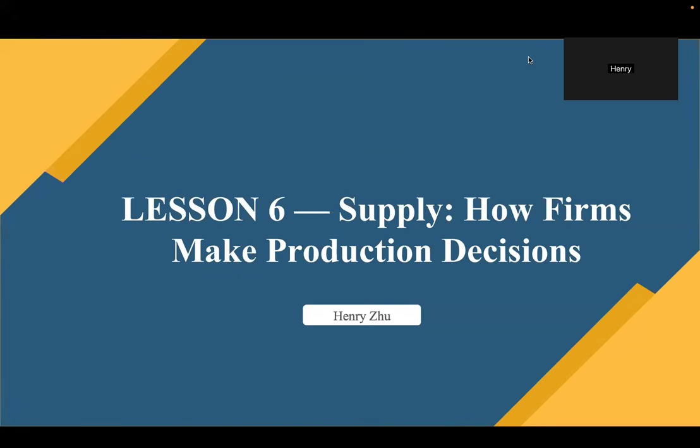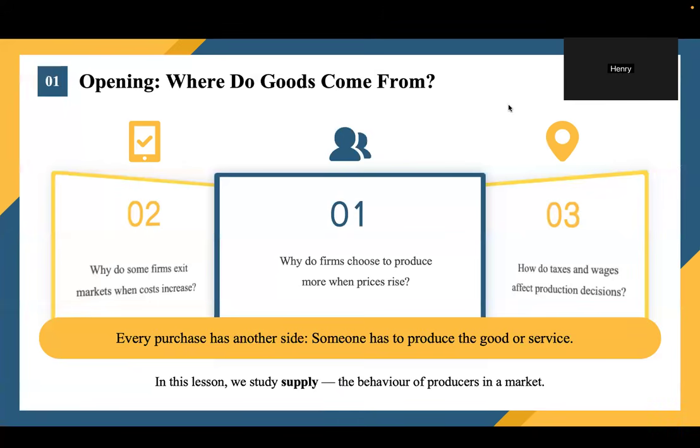Hi everyone. In a previous lesson, we focused on demand, how consumers make decisions. Today, we shift perspective. We now look at producers or firms. We ask, how do firms decide how much to produce and sell? This brings us to the concept of supply.